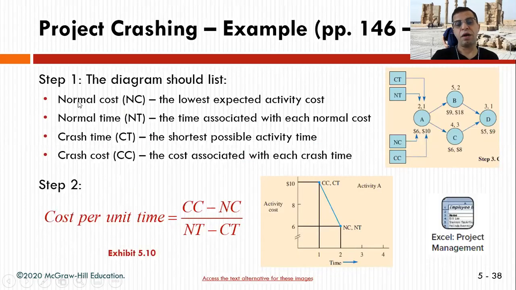Basically, the first thing you have is a normal cost, which is what you can deliver activities for, 6 activities at time 1 and time 2. So normal cost is the lowest expected activities cost. Then you have the normal time, which is the time associated with each normal cost. And then you have the crash time, which is the shortest possible activity time. And then you have the crash cost, which is the cost associated with the shortest time. It's basically time versus money.